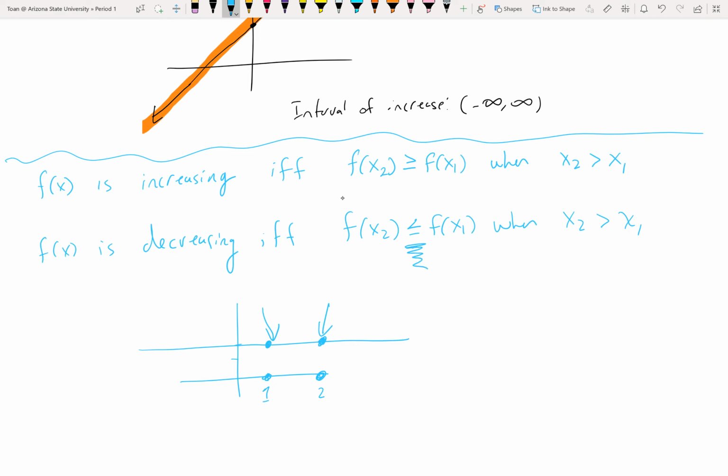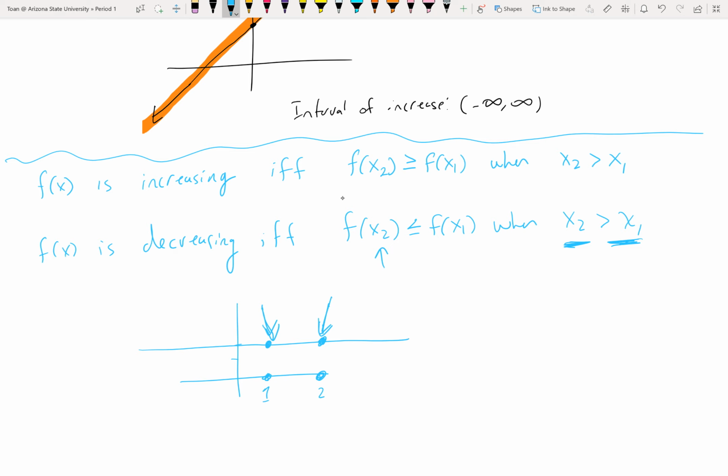Or equal to, the x value will be equal to. Correct. So the x values are different as expected in the definition. So we have x sub 2 is greater than x sub 1, which is true. Then we have to do this check here. Is it true that the function output at x sub 2 is less than or equal to the function output at x sub 1?